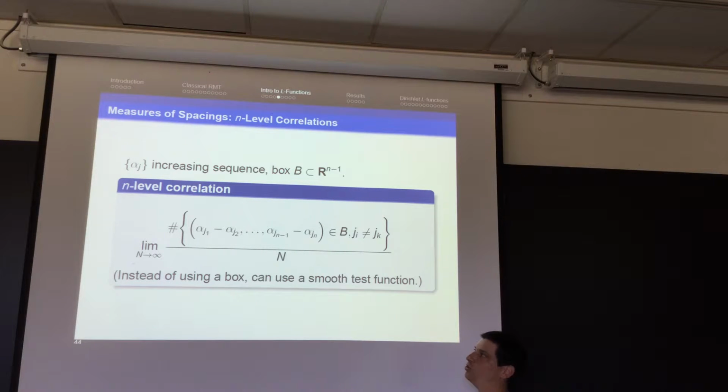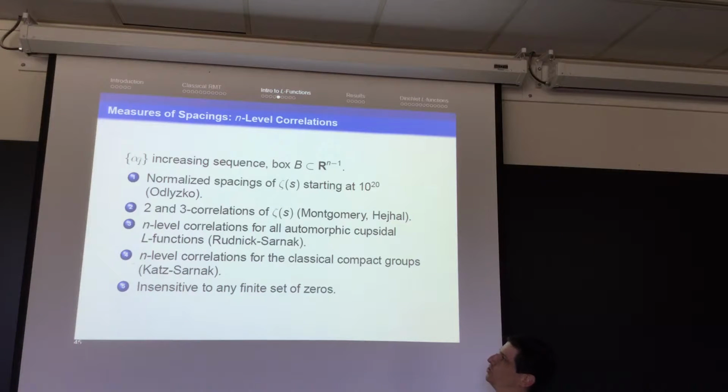But it's hard to know the correlations in full generality. We typically can only evaluate them in some kind of restricted window. So it turns out we have a lot of results. The first is Odlyzko's numerical results that the spacings between zeros look like the spacings between eigenvalues. We have Montgomery's work on the two-level correlation, and then Dennis Hejhal, about 20 years later, was able to do the three-level correlation. And these are difficult calculations.